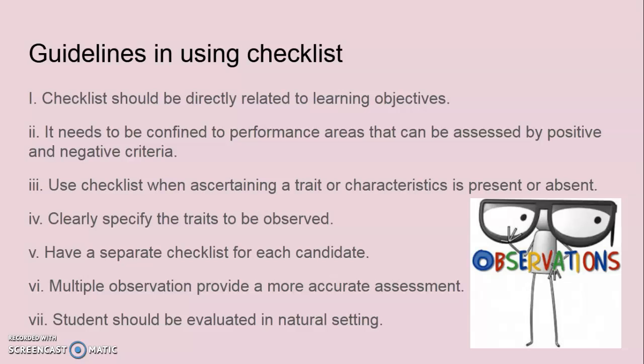Have a separate checklist for each candidate. When you use an observational checklist, the best method is to use a separate checklist for each student. Multiple observations provide a more accurate assessment. If the checklist is used once or twice, then the assessment will be more accurate. So instead of one single observation, you can make multiple observations. Students should be evaluated in natural settings. So the observational checklist is used when the students are in a natural setting.